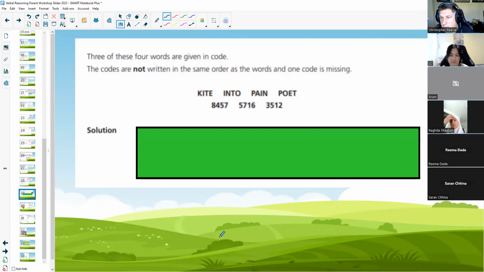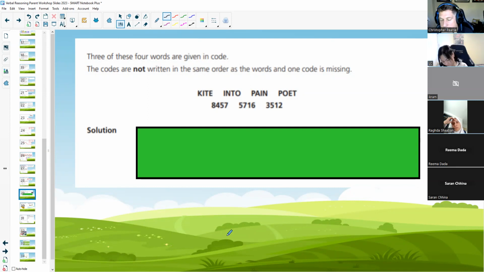And then there would be a question. And the question might say, what is the code for kite? Or it might say, what word can you make from the code 3512? So the first part of this question is about matching. It's about matching up the numbers with the correct letters. And the way that the children need to do it is look for repeating numbers or repeating letters, depending on which way they're doing it, or also numbers or letters that appear in the same position.